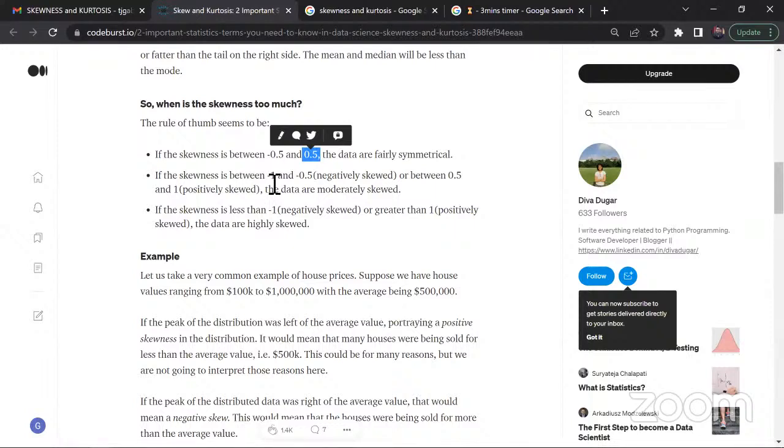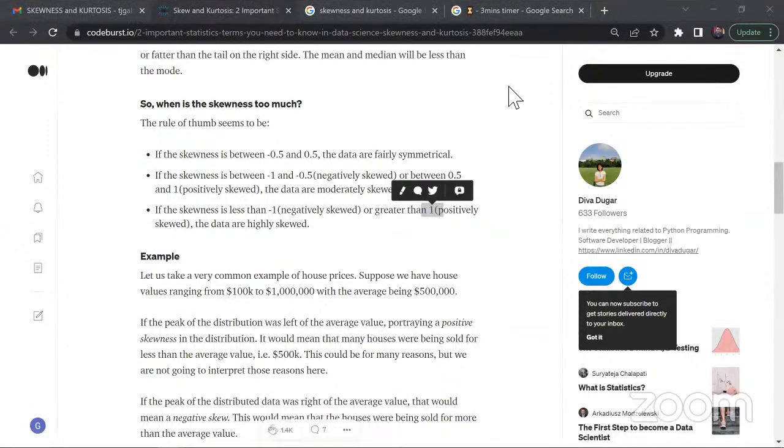If the skewness is between -1 to -0.5, negatively skewed, or 0.5 to 1, positively skewed, the data is moderately skewed. Less than -1 and greater than 1, the data is highly skewed, which is not acceptable, we can say, because more skewness in my data will lead to more misclassification. That's the point. So now let me open up one Jupyter notebook.